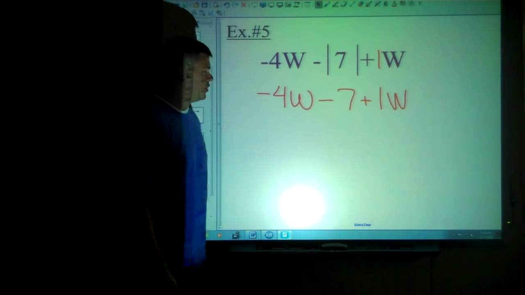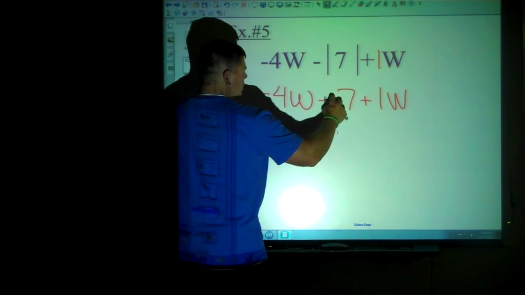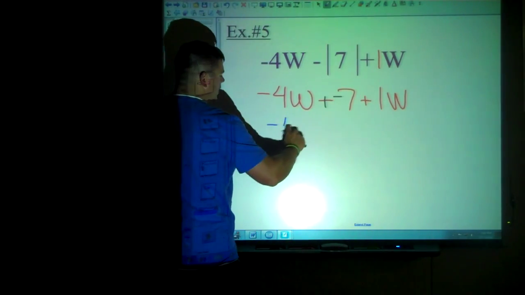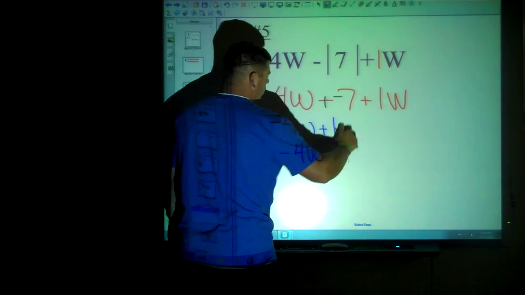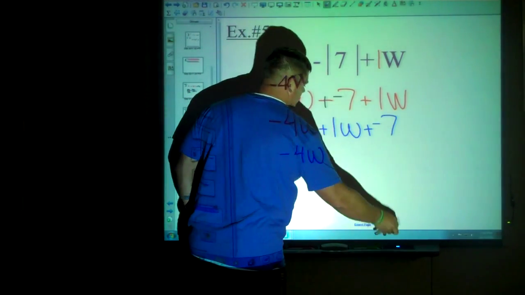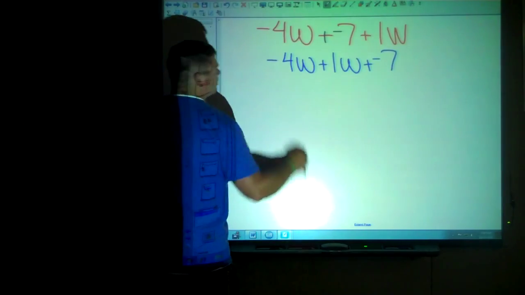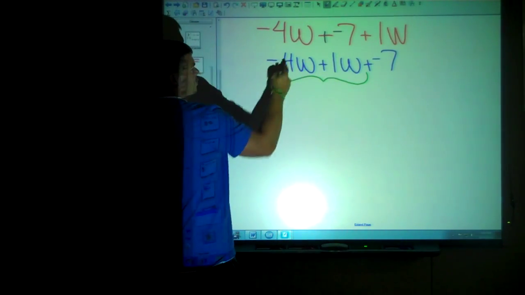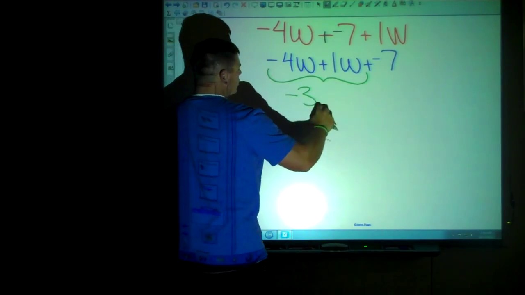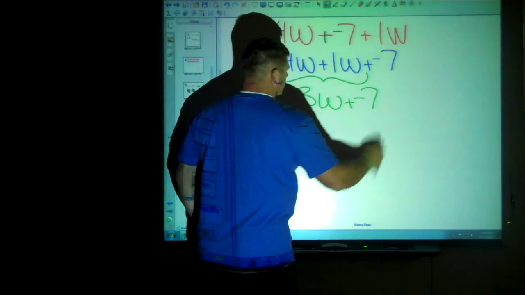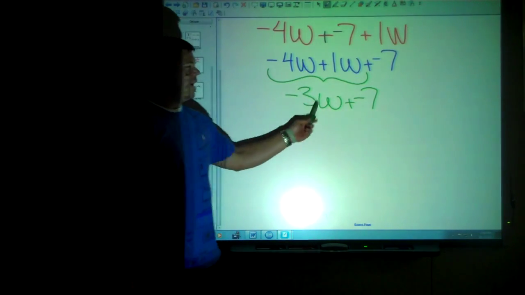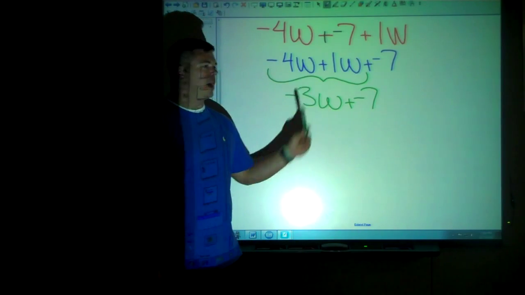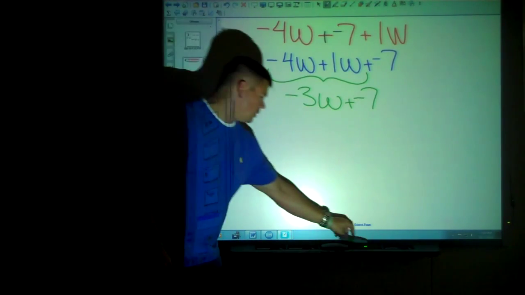Now, this subtraction I can change. I'll make it plus negative. And because it's addition, I can add in any order. I can now put negative 4W plus 1W plus negative 7. And since these are like parts here, I must ask, do I have more negatives or positives? I have more negatives. How many? 3 more negatives. And that's as far as it goes. This does not make negative 10W. This does not have a W, so it cannot be combined with it.